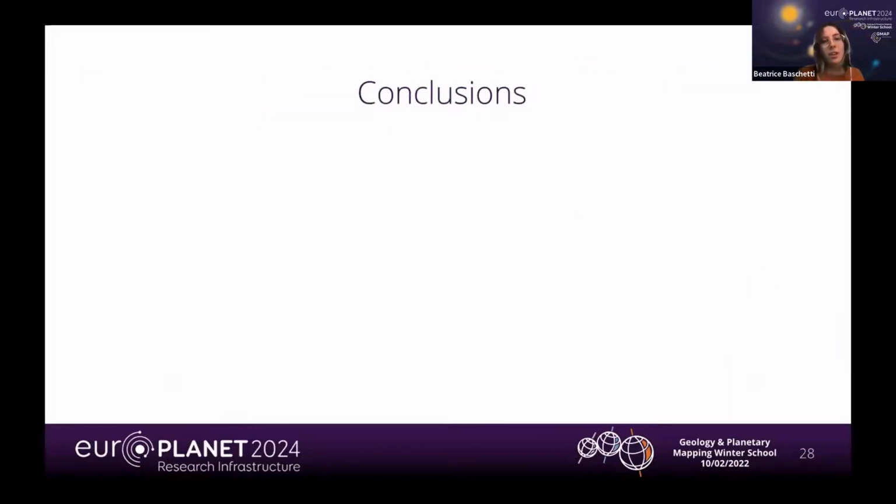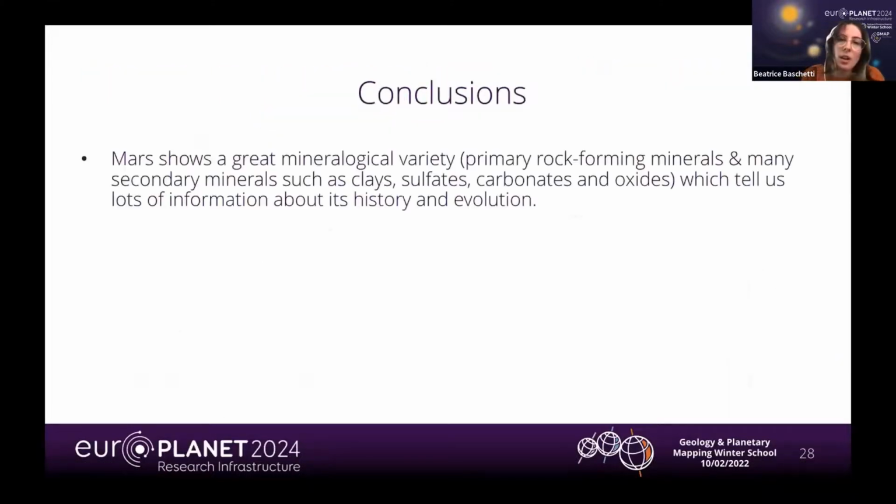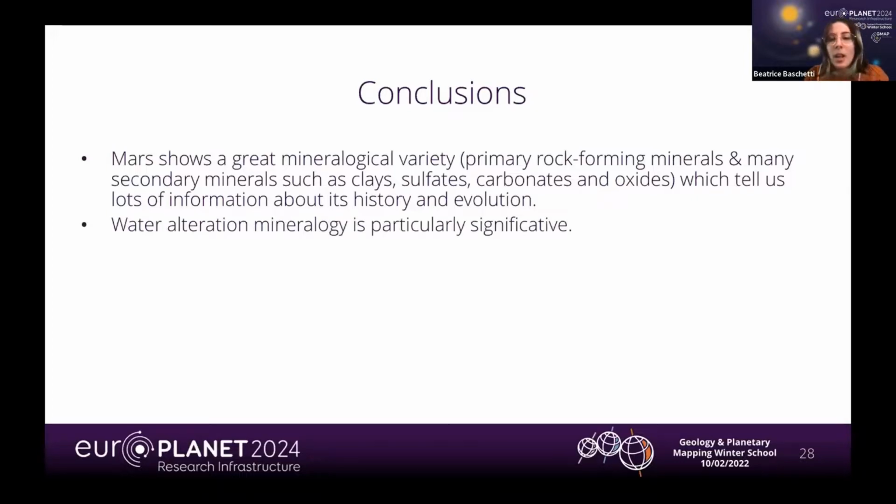Okay, so in conclusion, we have seen that Mars shows a great mineralogical variety. We have many primary and many secondary minerals, and these minerals can tell us a lot about its history and evolution. And in particular, the water alteration mineralogy is significant because, of course, it has implications on the habitability of the environment.